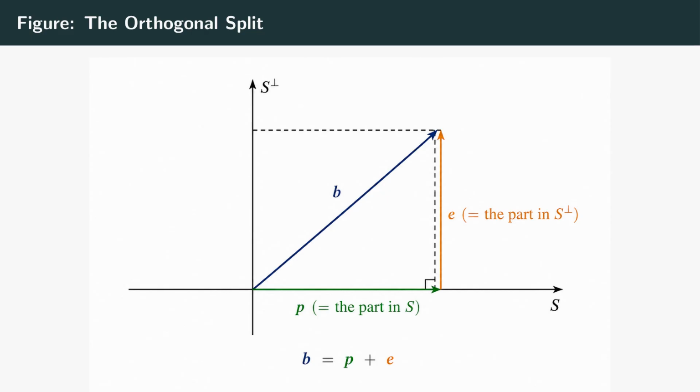This is the unique orthogonal decomposition. B equals the part in S plus the part in the complement. Projection is nothing more than keeping the first piece and discarding the second. When we say PB is the closest point in S to B, this right angle picture is the reason. The perpendicular drop is always the shortest one.